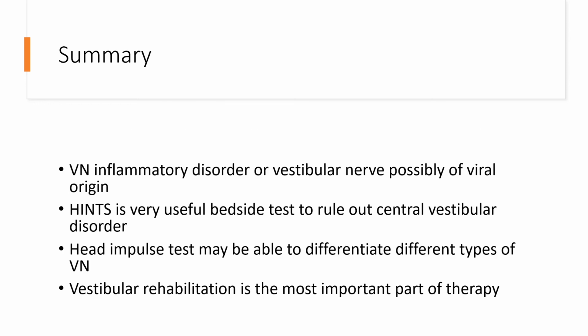Now I have come to the end of my presentation. There are a few take-home messages. Number one, vestibular neuritis is an inflammatory disorder, possibly of viral origin. Clinical diagnosis with HINTS is a very useful bedside test to rule out central disorder, and you can diagnose the type of vestibular neuritis with the use of the head impulse test, and vestibular rehabilitation is the most important part of therapy for vestibular neuritis.